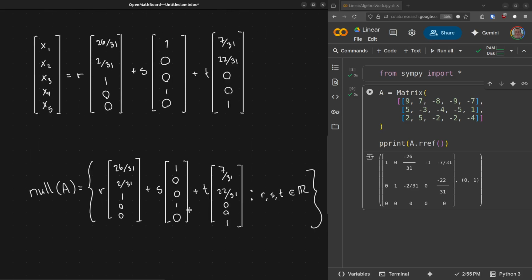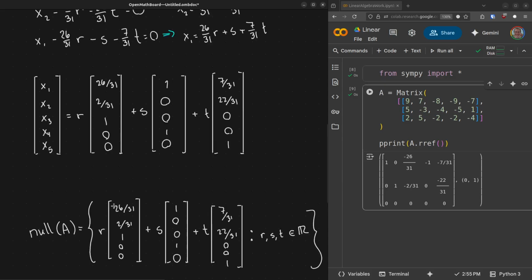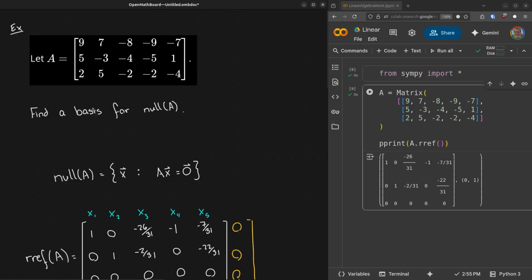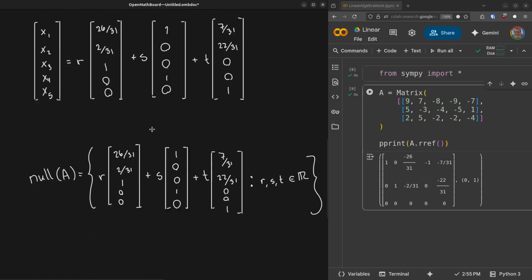But that wasn't the question, right? We didn't want to just characterize the null space of A. We wanted to find a basis for the null space of A. So that means a spanning set that is linearly independent. Well, guess what? We've already found it.